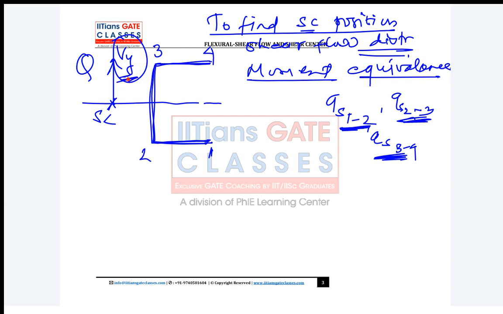So that means if you take any point on this section and find the moment due to this shear force, it will be equal to the moment produced by this shear flow about that point. What I mean is, suppose I am taking this point 3, and about this point 3, suppose this distance is E.